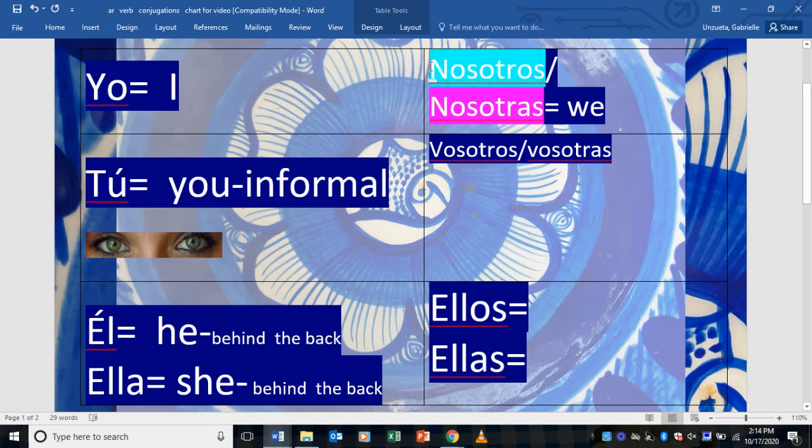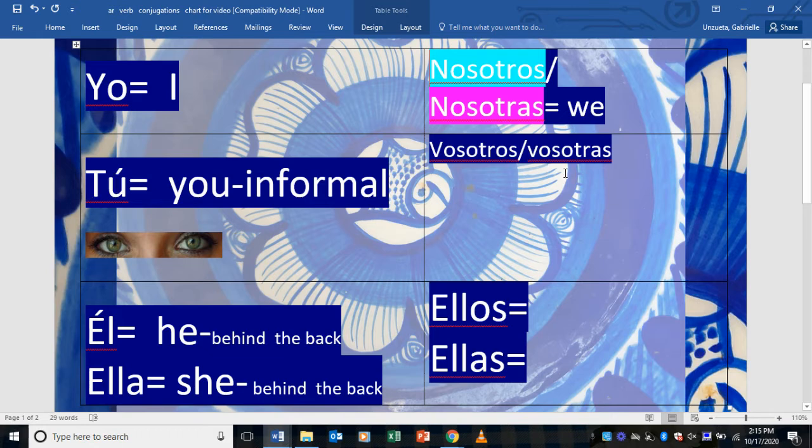So if you're a guy, you're going to have to use nosotros only. Girls, on the other hand, you have to decide between nosotras and nosotros. So if I'm out with my friend named Sally, I am a group of nosotras, we. If I'm out with my sons, then I'm we, nosotros. Do you see how I have to decide who I'm with, the company I'm keeping, and that'll help me make my decision.